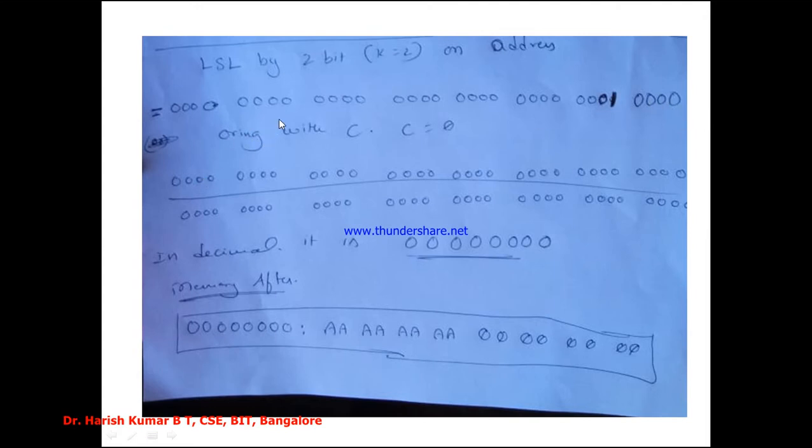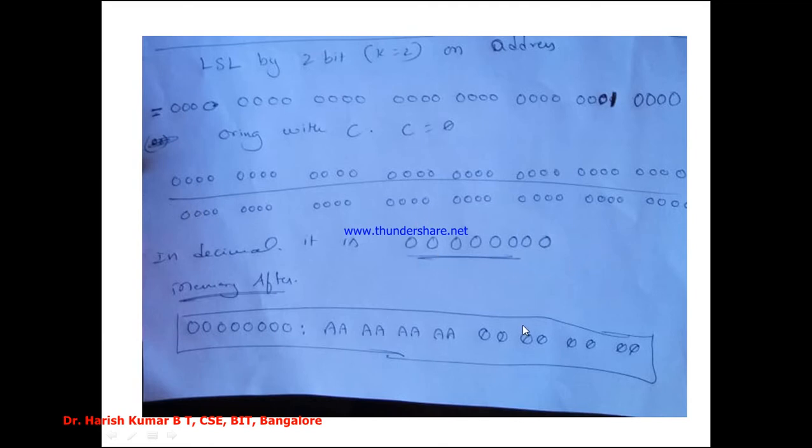Now what we are doing after getting this is ORing with C. C is initially initialized to 0. I have written 0 here, which is nothing but the value written in 32 bits. Now this carry C and this address after shifting left by 2 bits are ORed. This is ORed with this, and what I got is 0. In decimal it is 0 0. I got 0.